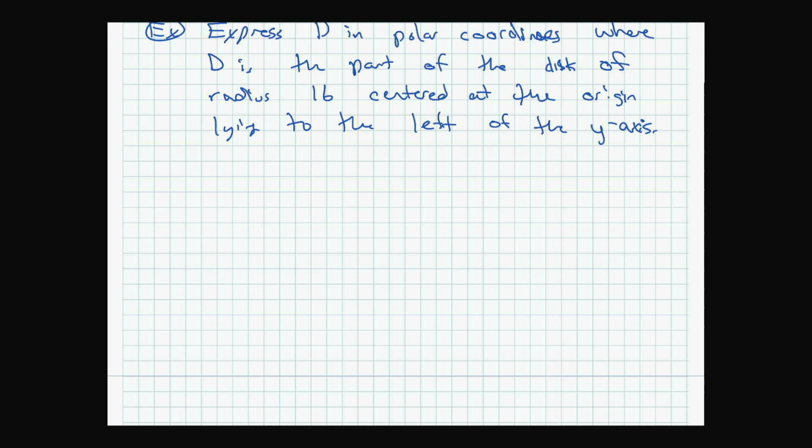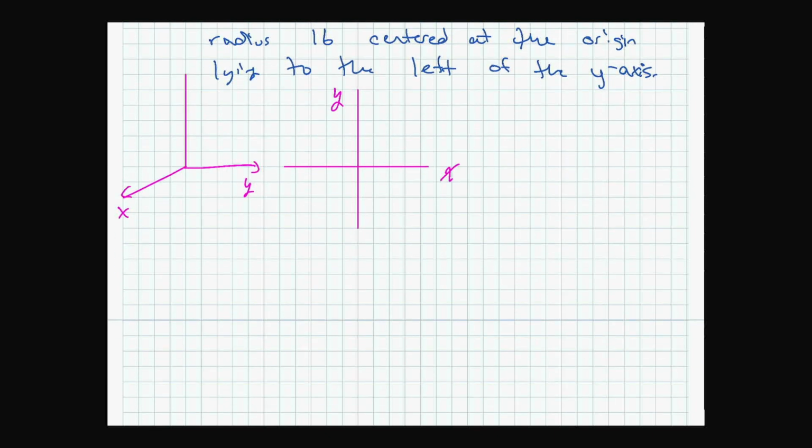Of course, we're talking 3 dimensions, where you've got x, y, but we can look at it just in the xy plane here. So you have x and y like that. And so what are we looking at? The part of a disk of radius 16 centered at the origin. Okay, so I can draw a circle, right? The disk is the inside as well. So we've got this disk of radius 16.